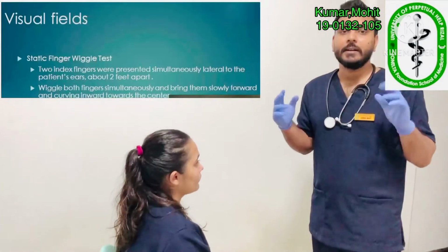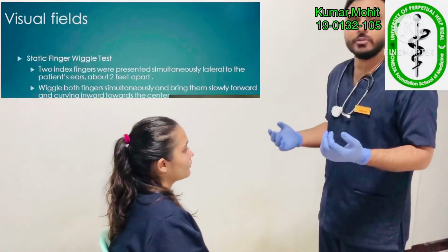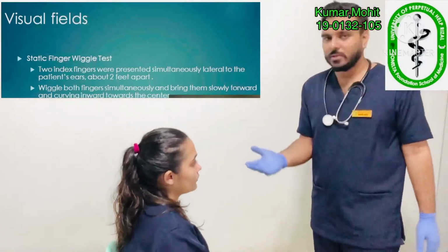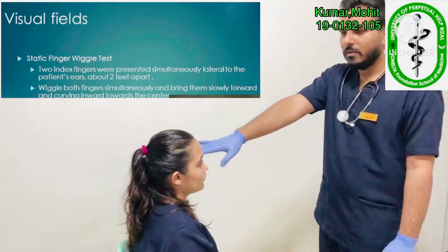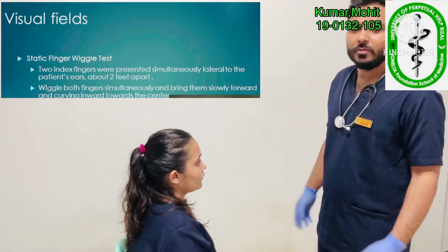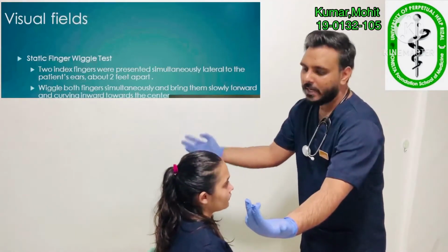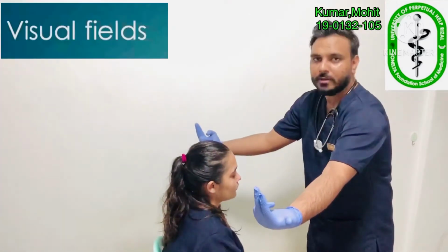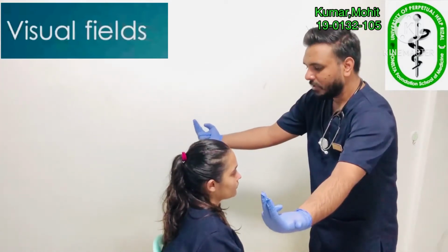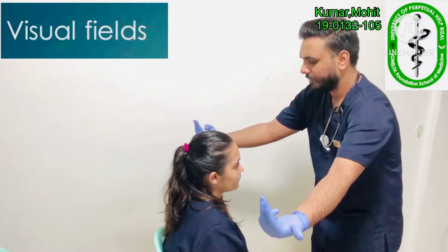Now for the next test we are going to do the static finger wiggle test, and that test is for the visual field. We are going to find out the visual field here, and we have to make sure that our distance is about 2 feet, or one hand, from the patient. We have to show our two fingers laterally to the patient's ear, and the distance between the ear and our fingers should be almost 2 feet. So here we are going to do that. You have to tell me when you are able to see the movement of my fingers. Okay, 1 2 3 go.